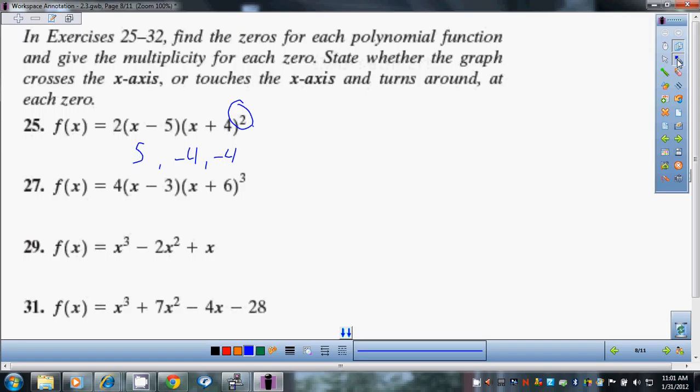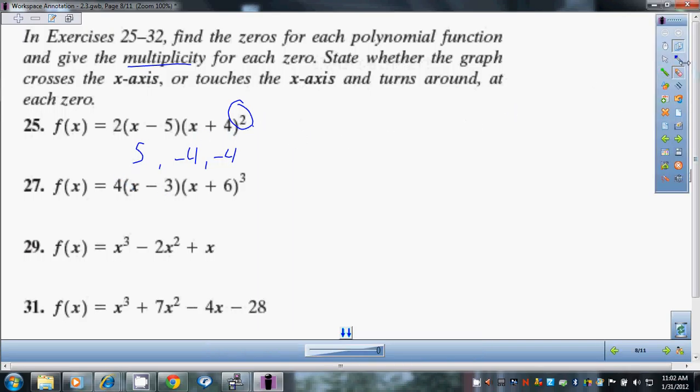Actually, before I bite off more than I can chew, let's answer the question at hand first. So I show you what these questions are asking us. I'm getting ahead of myself, doing things that students didn't even ask for. Find the zeros. 5, negative 4, negative 4. The multiplicity just means how many times they occur. You can knock out that step if you just list every time they occur. Otherwise, you could say 5 and it happens once, and negative 4 and it happens twice.